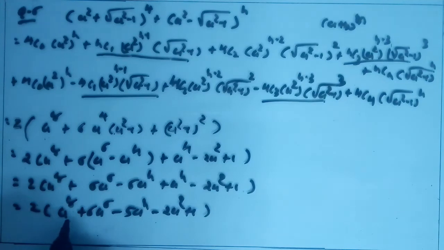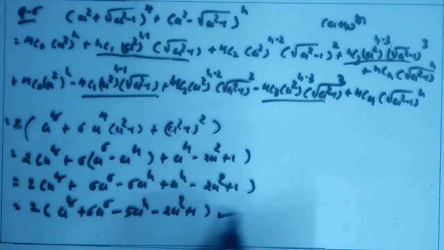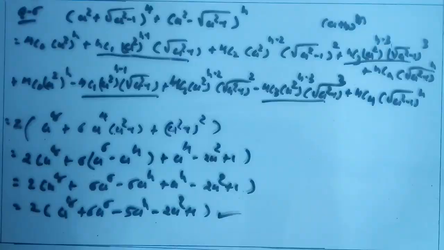Here a raised to 8, 6x square minus 5 a raised to 4 minus 2x square plus 1. Okay? So this is the equation. Now question number 7.